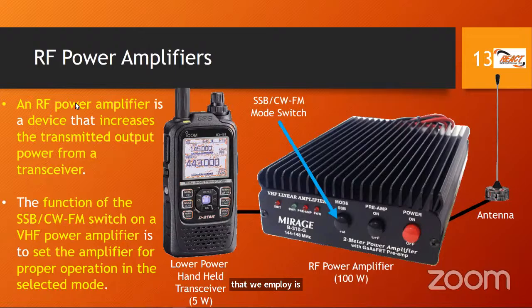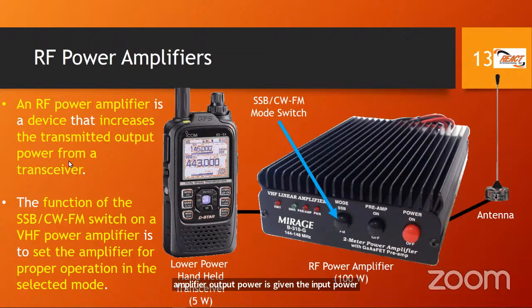And we have a couple of exam questions that you will encounter. The first one says that an RF power amplifier is a device that increases the transmitted output power from a transceiver. And that's just what we talked about here. This is our transceiver. The output power is 5 watts and it increases it, let's say, to 100 watts or maybe 50 watts or whatever the amplifier output power is given the input power, right? So this is an exam question.